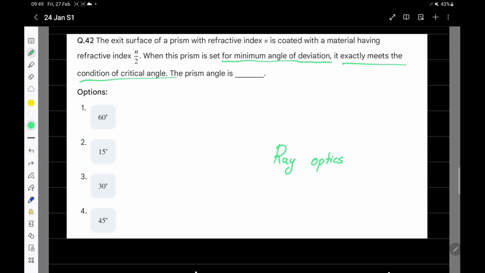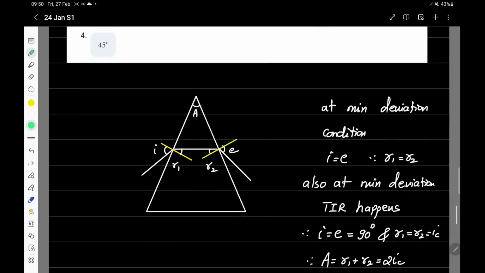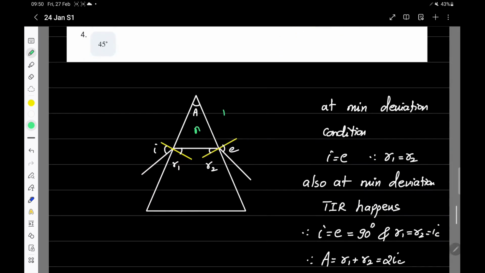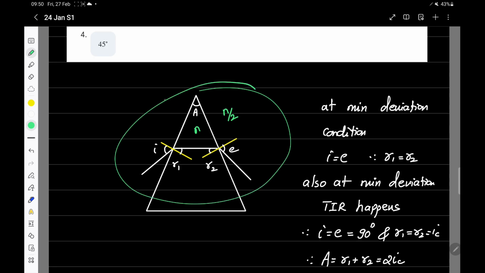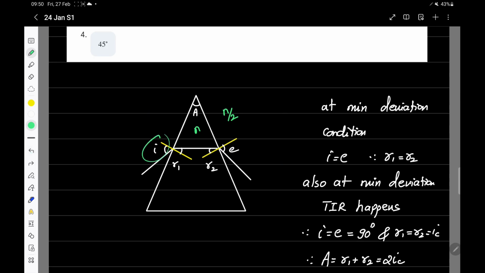So here we have a prism of refractive index n which is kept in a surrounding whose refractive index is n by 2. And they are telling that they have set this prism for minimum deviation. The angle of incidence is such that you have minimum deviation, and that matches with the criteria for total internal reflection. That is, the angle of incidence on the second face will become equal to critical angle.